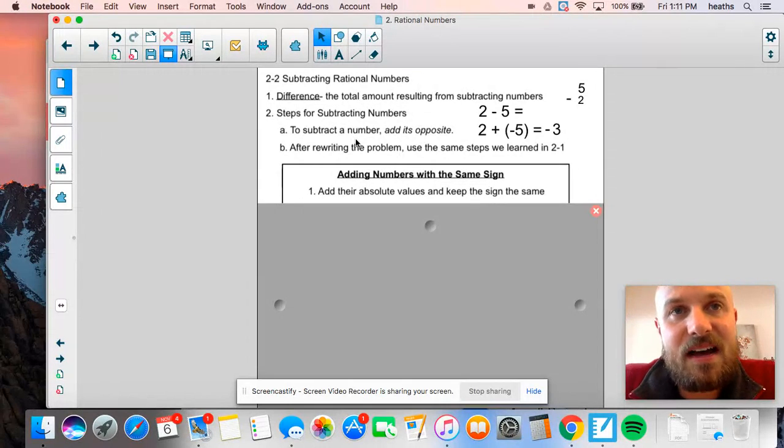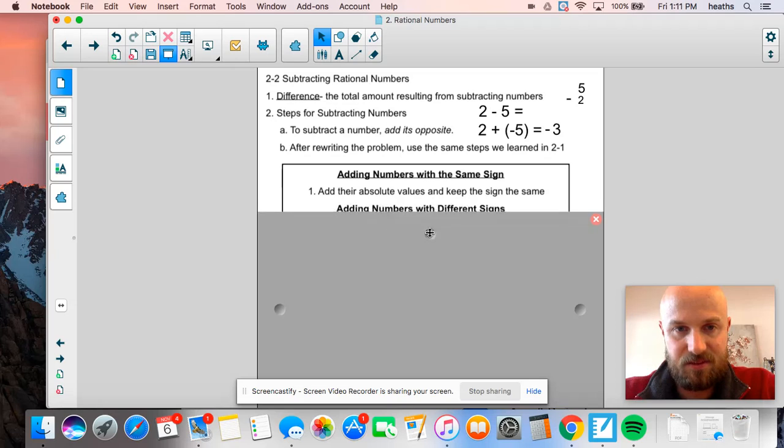If it's negative 5 plus negative 5, you're going to add those 5s together, which is 10. And then since it was negative 5 and negative 5, the answer is going to be negative 10, or it's going to stay negative.